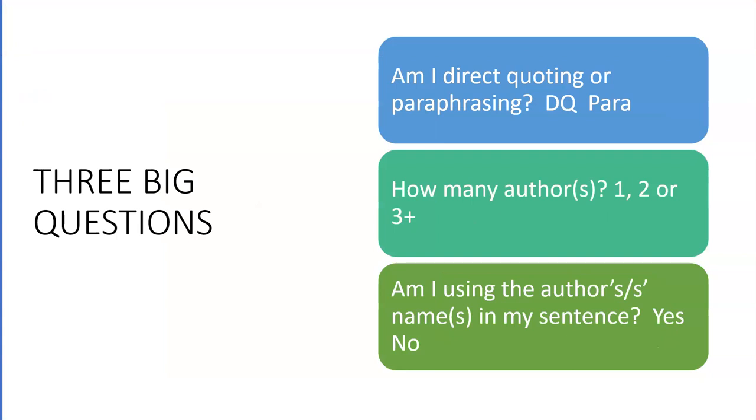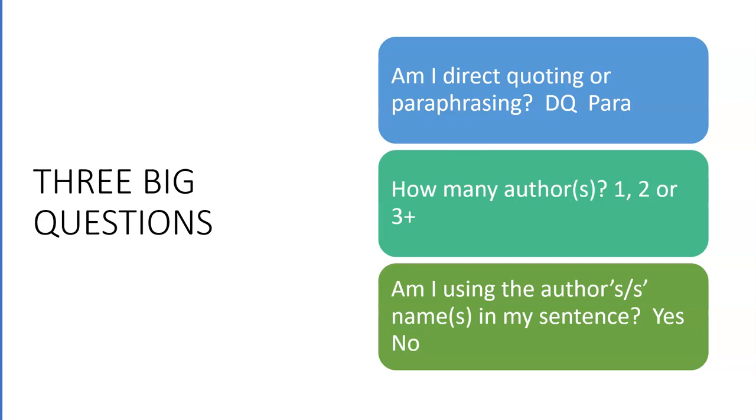In order to go through the pattern, what you want to do is ask yourself, as you're writing a sentence, 3 big questions. And these 3 questions are what's going to allow you to identify what type of pattern to use as you're writing. So your first big question is, am I direct quoting or am I paraphrasing? And you only have 2 possible answers for that. You're either direct quoting the information or you're paraphrasing the information.